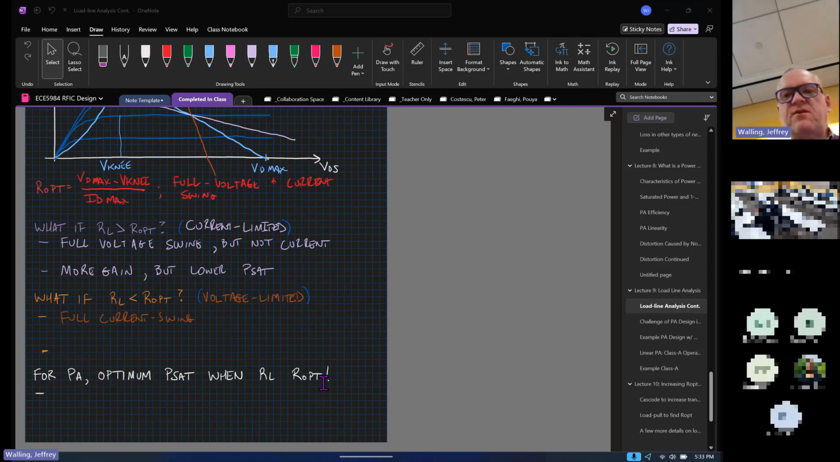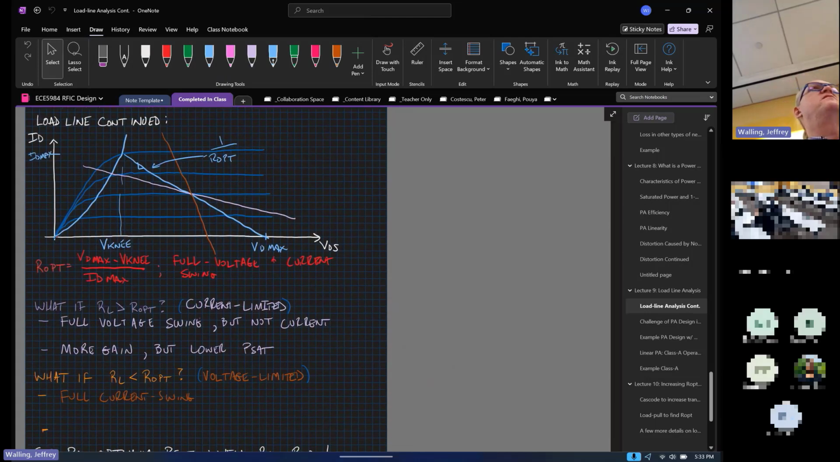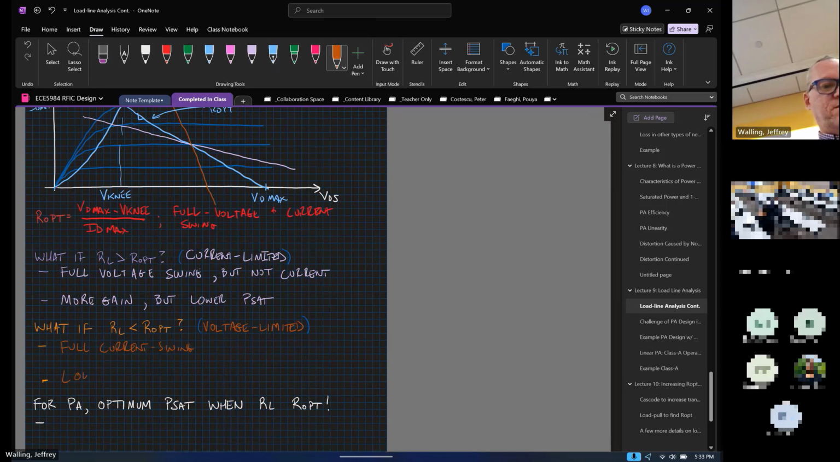And then we said, okay, well, what if we have a slope for the load line that's a little bit different? So we make a steeper slope for the load line. And now you see you can swing through all the current levels, but you can't swing through all the different voltage levels. So they call this voltage limited. We get full current swing and lower voltage gain.